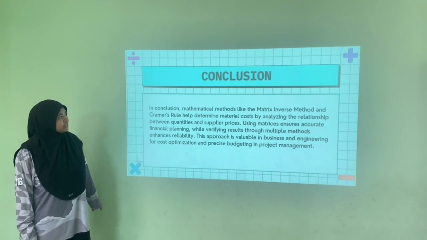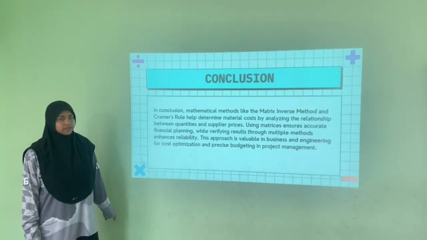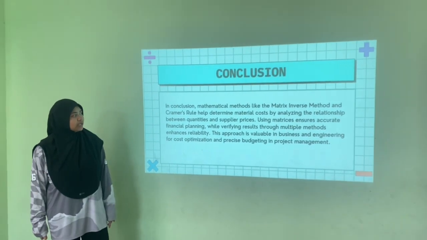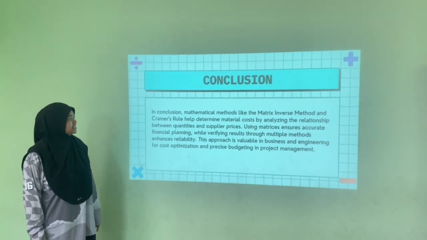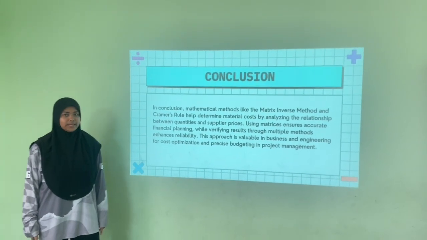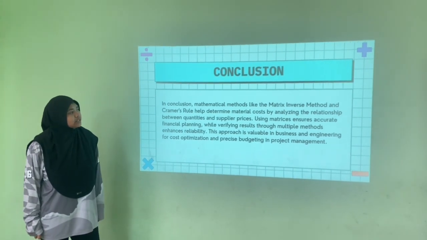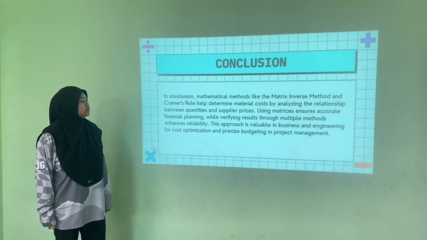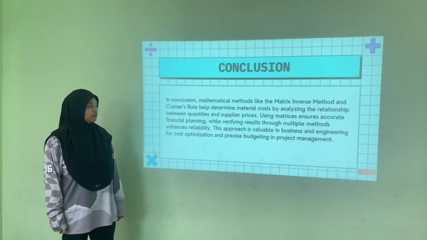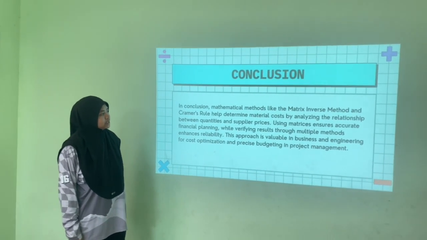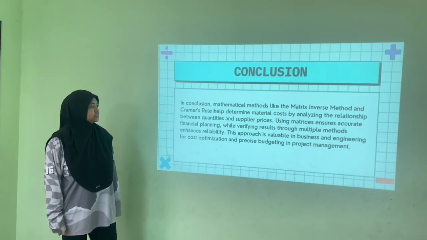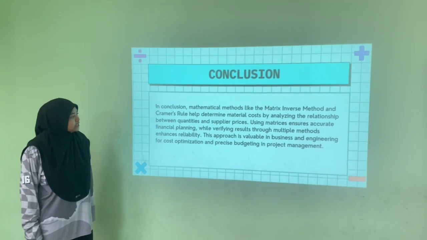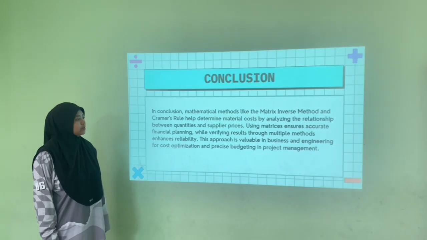In conclusion, mathematical methods like the inverse method and Cramer's rule help determine material cost by analyzing the relationship between quantities and supplier prices. Using matrices ensures accurate financial planning, while verifying results with multiple methods enhances reliability. This approach is valuable in business.